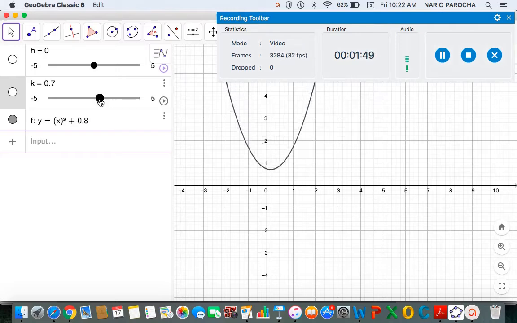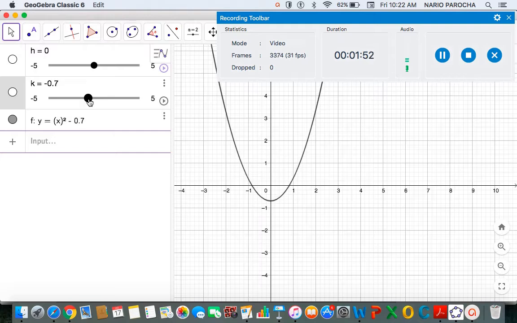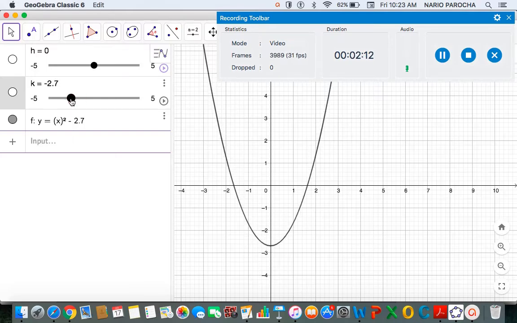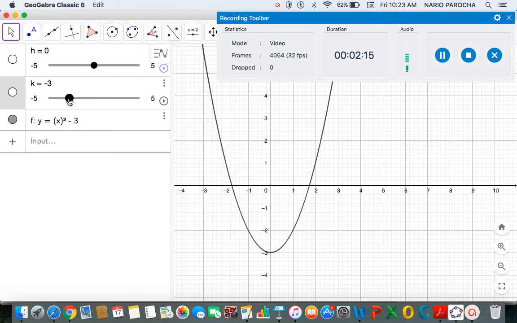Now let us slide the slider to the left. Let's slide it 2 units to the left. It will subtract 2 units from the equation, and it will shift the parabola down 2 units from the x-axis. Again. This time 3 units were subtracted from the equation, and the parabola was shifted down 3 units from the x-axis.